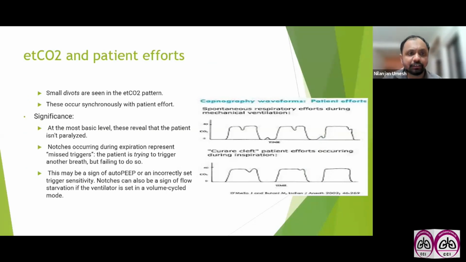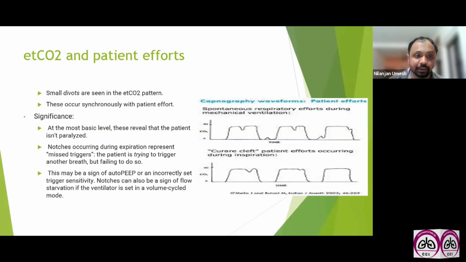Now, EtCO2 and patient efforts. There might be small dips which are seen in the EtCO2 pattern according to the patient efforts, which occur synchronously with the patient effort. And the significance, at the most basic level, is that it reveals that the patient isn't paralyzed.